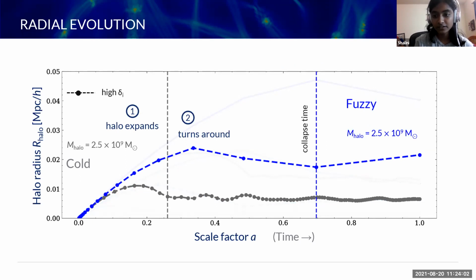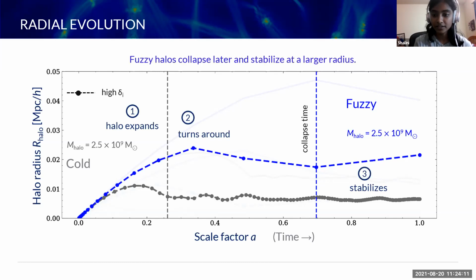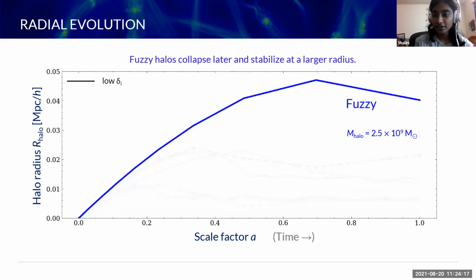And then eventually it's going to stabilize at some equilibrium radius. Notice that the fuzzy dark matter halo collapses later and also stabilizes at a larger radius. And in another case, the fuzzy halo doesn't even finish collapsing before the present day. And in this way, it looks like the collapsing process is delayed and suppressed in the fuzzy model.